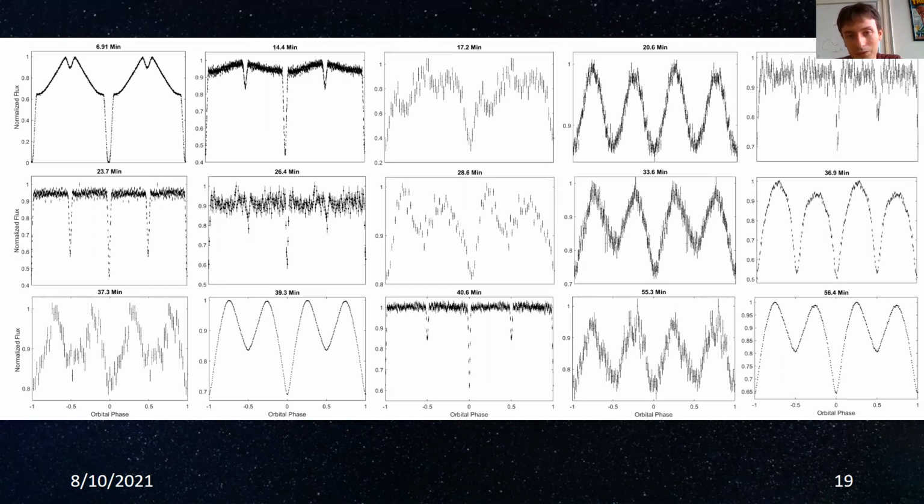There are eclipsing sources where one object transits another, and that causes an attenuation of flux. And then there are ellipsoidal variables, the more sinusoidal ones, like that 20.6 minute one, which basically arise from the tidal deformation of one of the objects by the other. Basically, it's close to overflowing its Roche lobe, like I mentioned earlier.